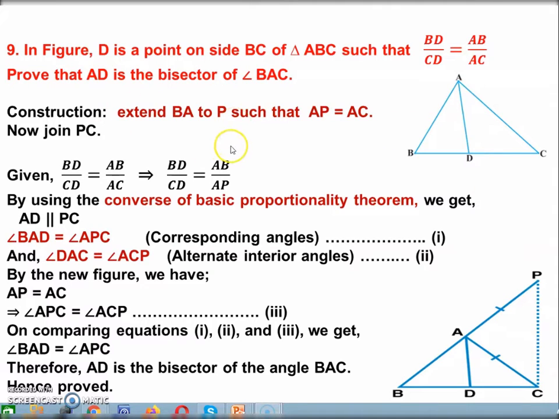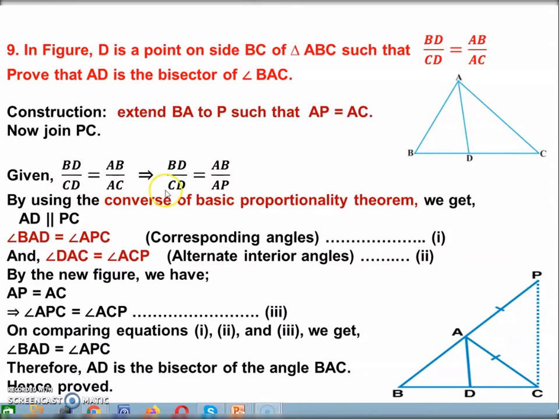So here the important construction is to extend BA to P such that AP is equal to AC. So this side BA will be extended to P in such a way that AP and AC are equal. So these two sides are equal and you will join PC. So this triangle ACP will become an isosceles triangle in the process. This is the construction.